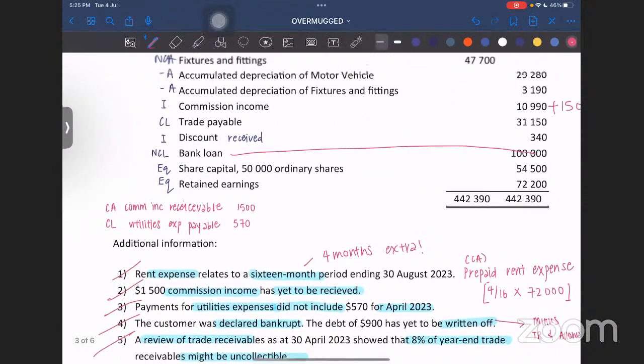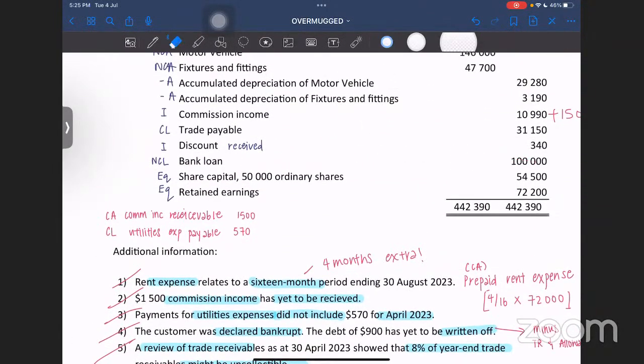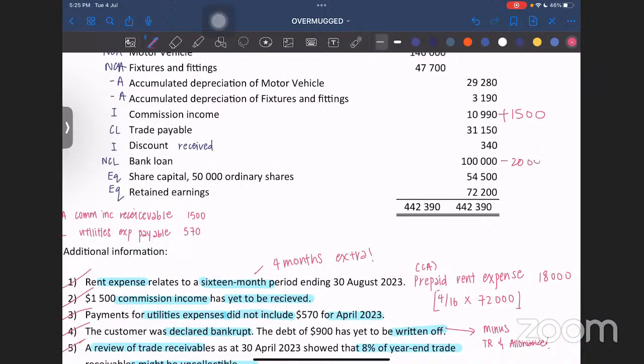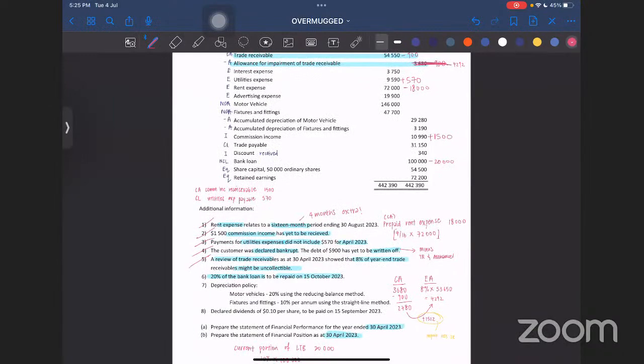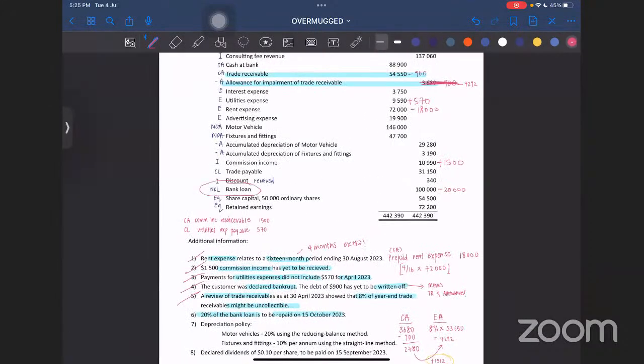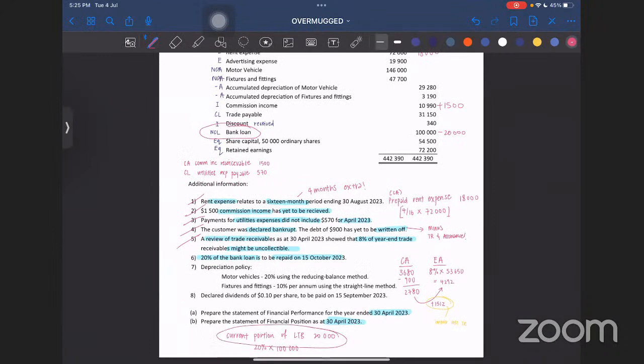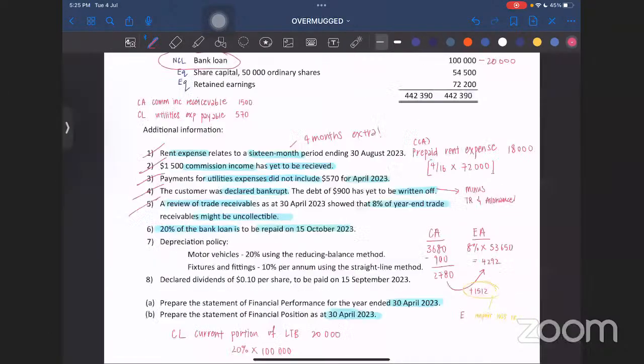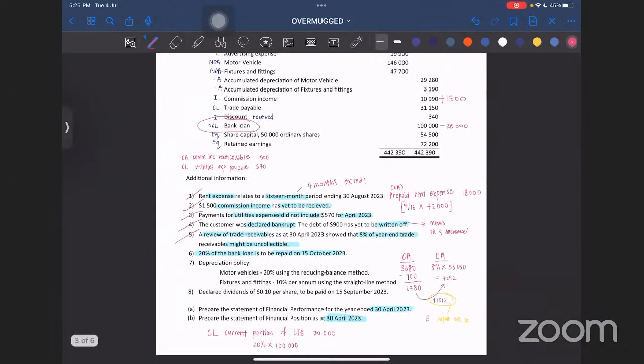And then I will come back to here, my bank loan minus 20,000. So simply, I'm just deducting it away from my non-current liability and I add it into a current liability. Okay, this is a CL. So expense. Done.